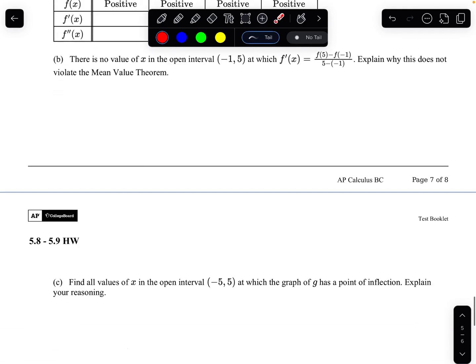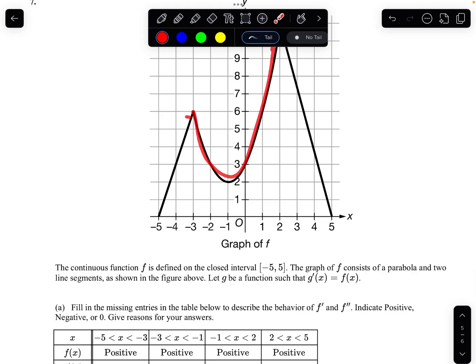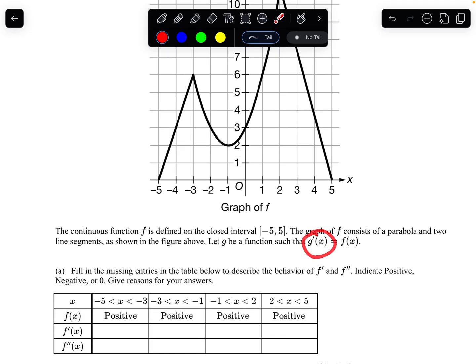All right, for 7, this is the free response question. We have a graph of f. f is continuous, so the continuous function f is defined on the closed interval from -5 to 5. The graph of f consists of a parabola and 2 line segments, as shown in the figure. Let g be a function such that g prime is equal to f. So this is the graph of f. I'm also going to put here that this is also equal to g prime of x. So f of x and g prime of x are the same.